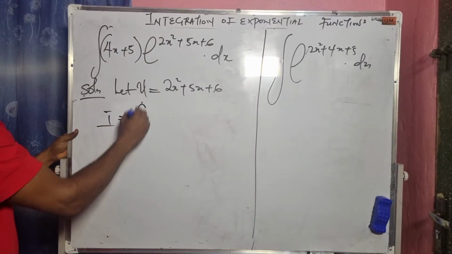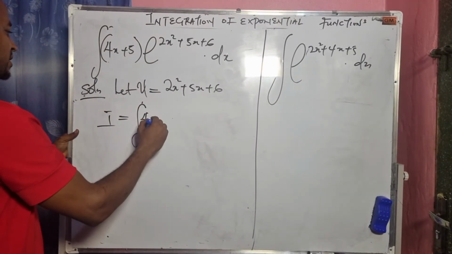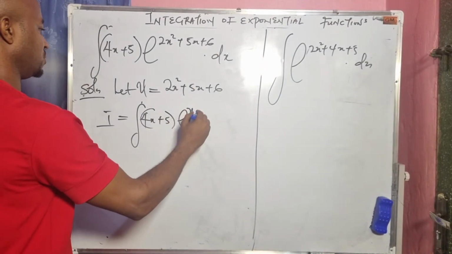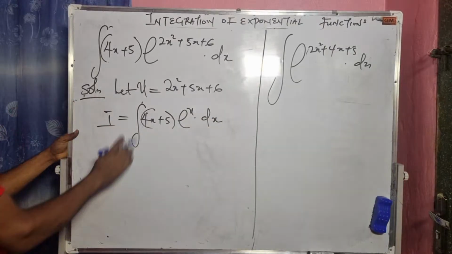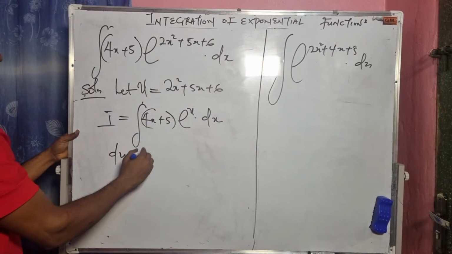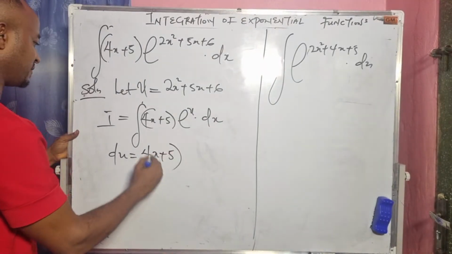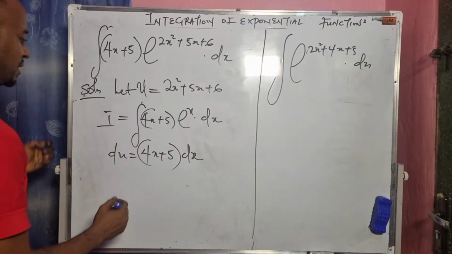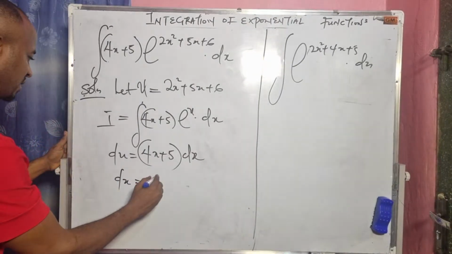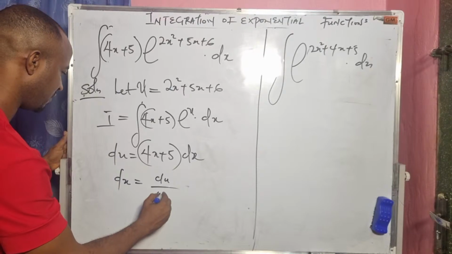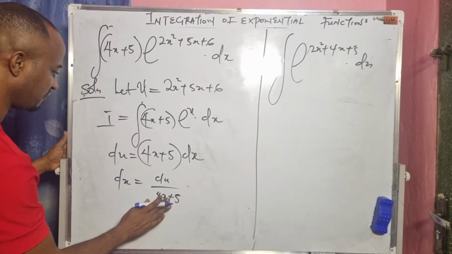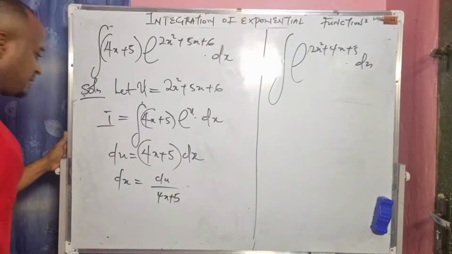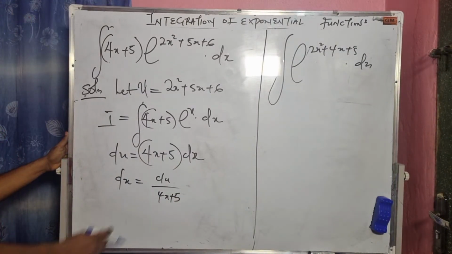Our I equals the integral of (4x + 5) e^u dx. So I will differentiate this. We have u equals 2x² + 5x + 6, so du equals (4x + 5) dx. By now, you know how we got this, right? So our dx will give us du over (4x + 5). That's our dx.